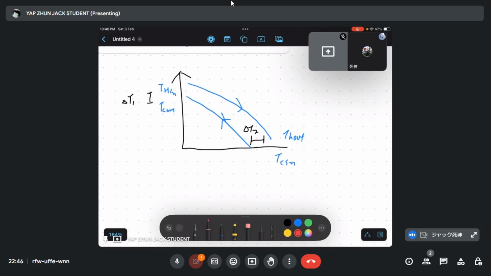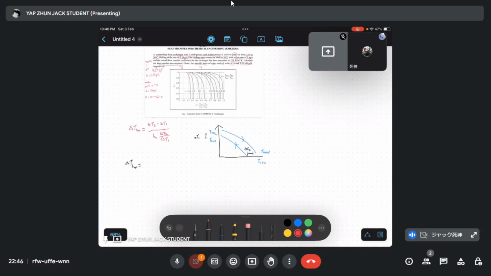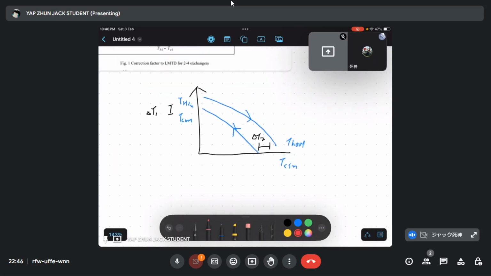Okay, then I need to label what we have. The hot in is 125, hot out is 50. C in is 20. Then the C out is X. We don't know what it is. Then how do we find it, and what formula should we use to calculate it?